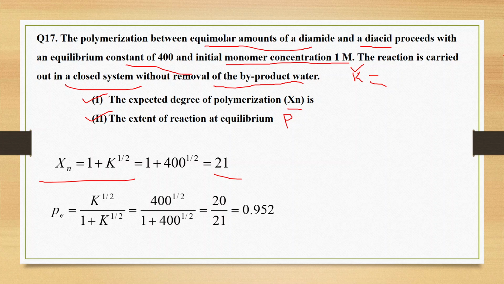And for the next one, the extent of reaction, you already know that Xn equals 1 by 1 minus p from the Carothers equation. So from that, this formula comes: p equals k to the power half divided by 1 plus k to the power half. You already know the value for k, so that will give you the answer 0.95. It was pretty much straightforward.